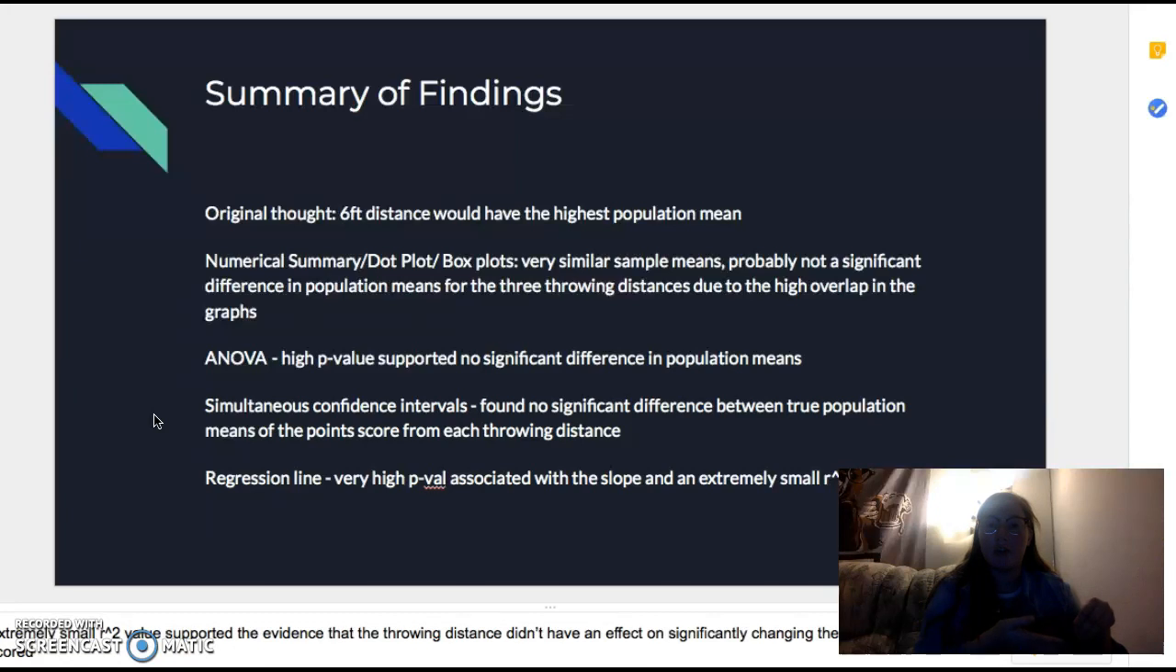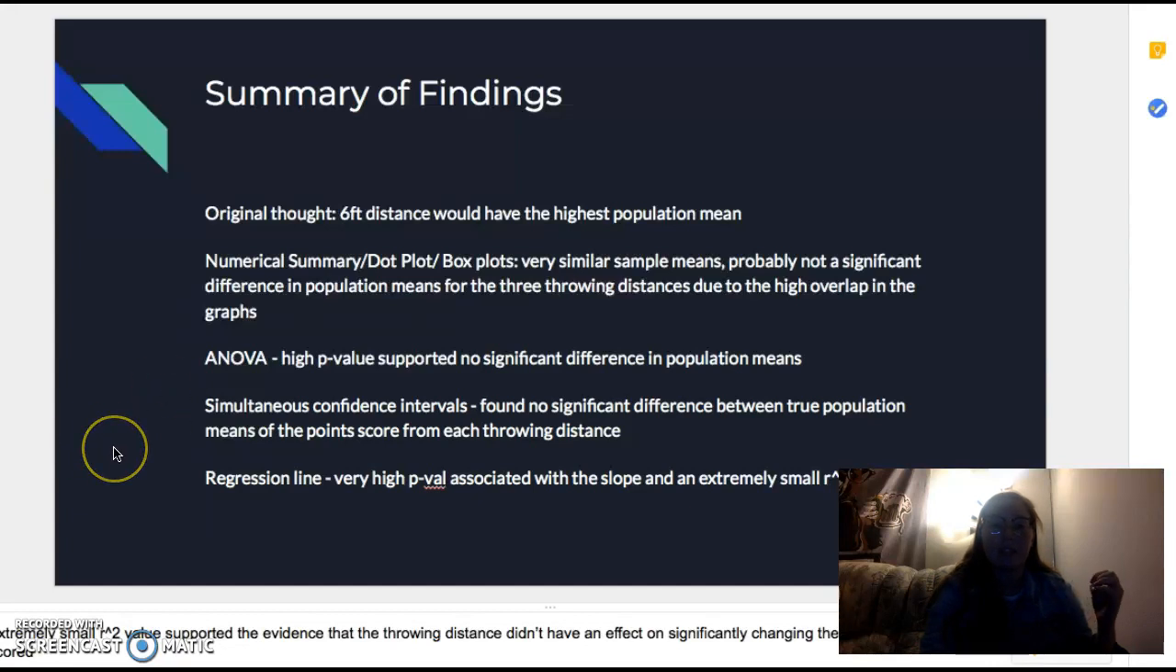After running ANOVA, we found a high p-value of 0.8672, which meant that there was just no evidence to reject the null hypothesis that the population mean points scored were all equal, so it just further supported our idea that there wasn't going to be a big difference between them.